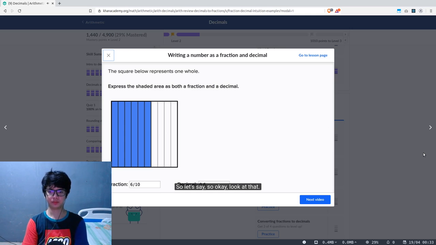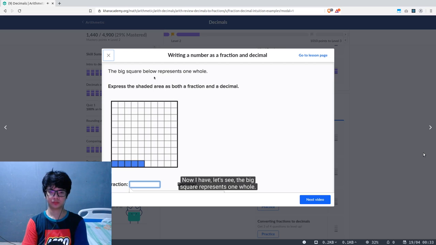So let's say, look at that. Now the big square represents one whole. Express the shaded area as both a fraction and a decimal. So what's going on over here? I have 10 rows, and in each row I have 10 squares. So 10 times 10, this has 100 squares in it. So I've divided my whole into 100 equal sections.